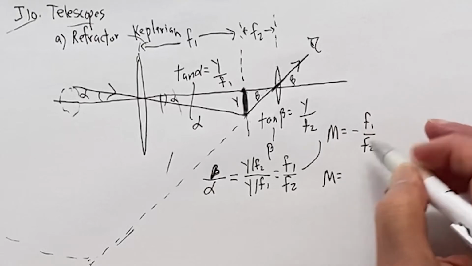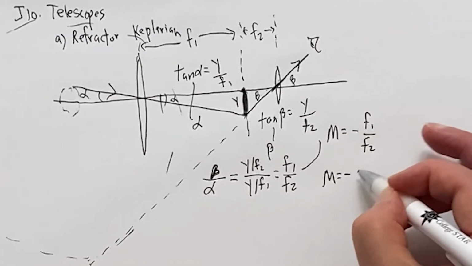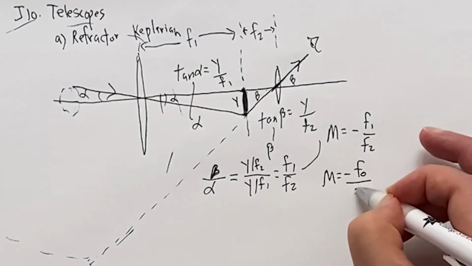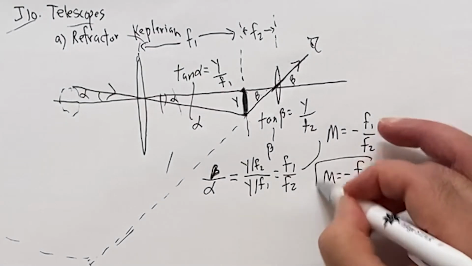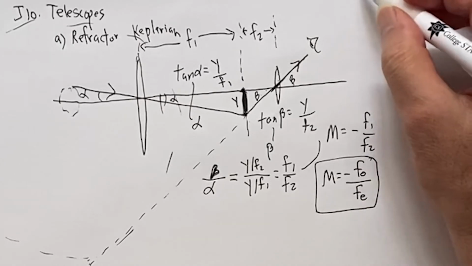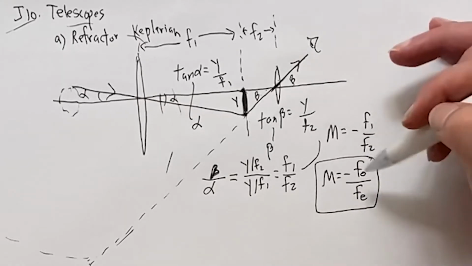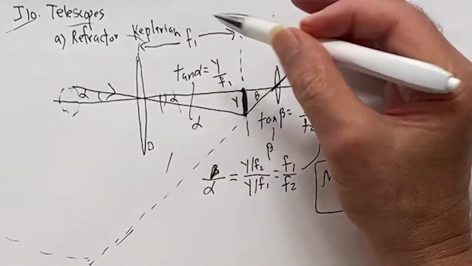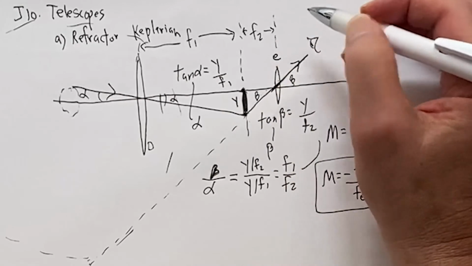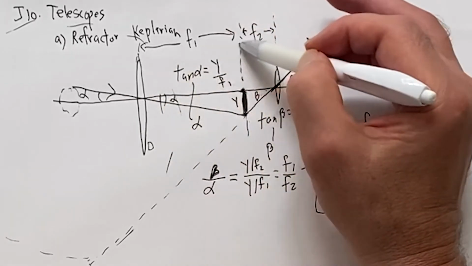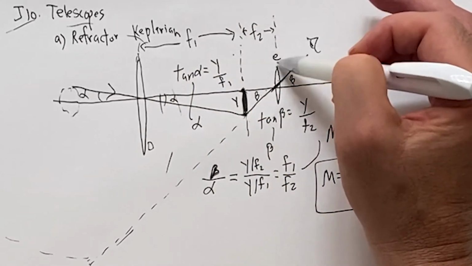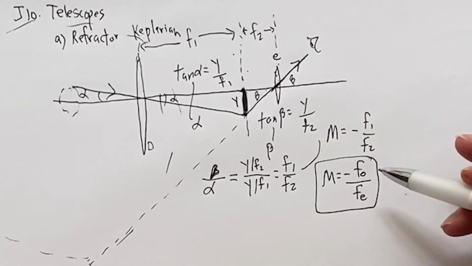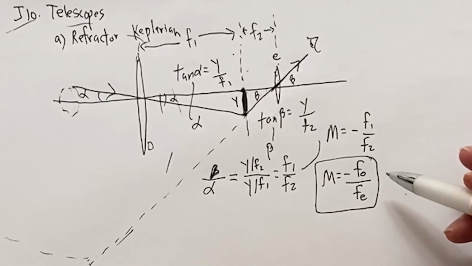And you could make that one here the objective and make this the eyepiece. So now you see that it's important to have the objective. This is the objective, and this is the eyepiece. It's important to have the objective focal length bigger than the eyepiece focal length because the ratio is the magnification. It's very, very nice.